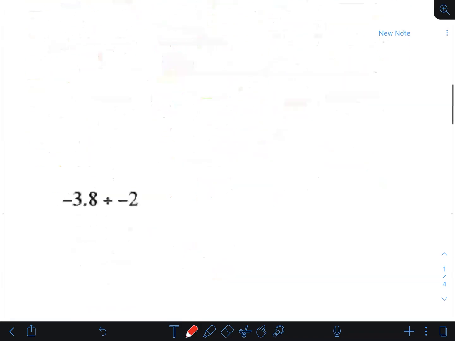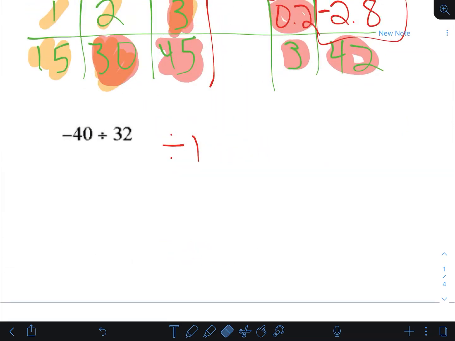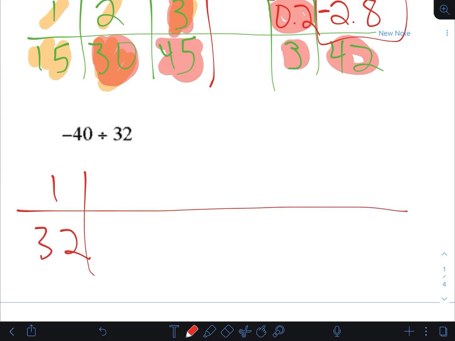Okay, let's do one more. 1 over 32, and your goal is to get 40 of them. Geez, well, this is harder, Mr. Schneider. You're right, but that's what makes it cool. Let's see here. What if... Oh, yeah. So how far away, really, is 32 from 40? Well, it's 8. 32 plus 8 is 40.